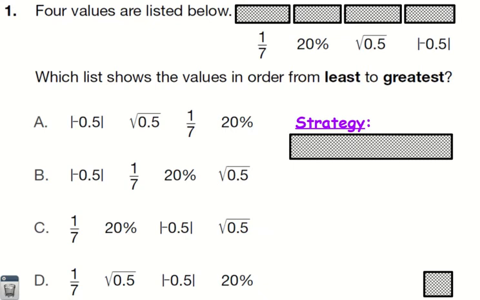Question 1. Four values are listed below. Which list shows the values in order from least to greatest? The strategy here, and I'll just try to say this one time quick.